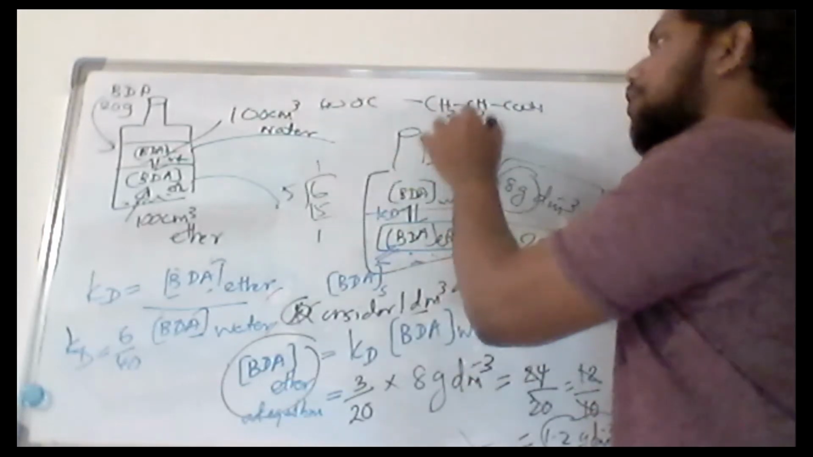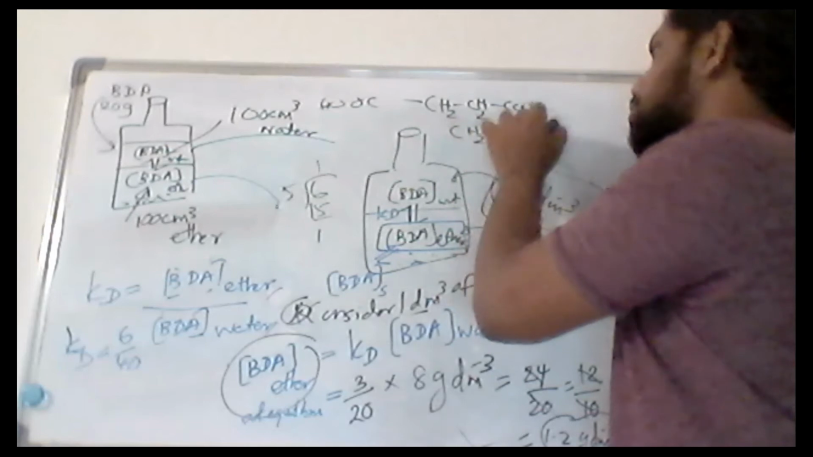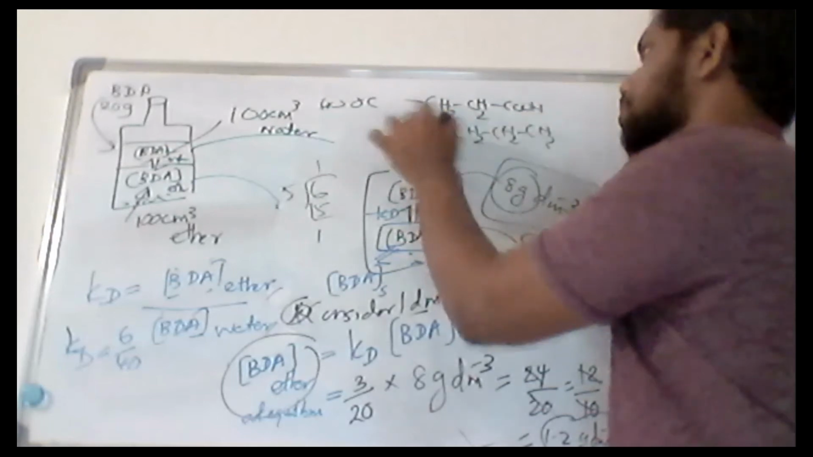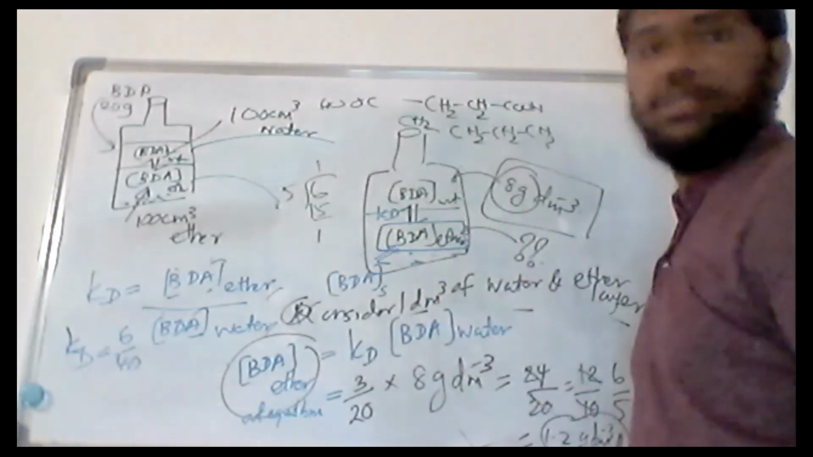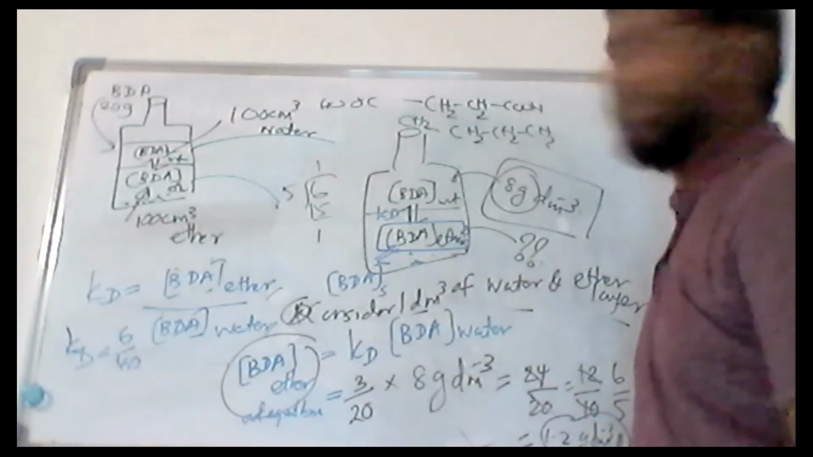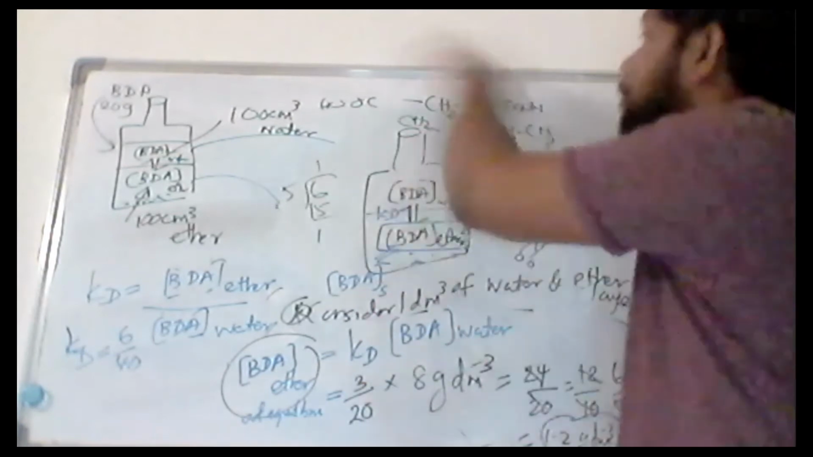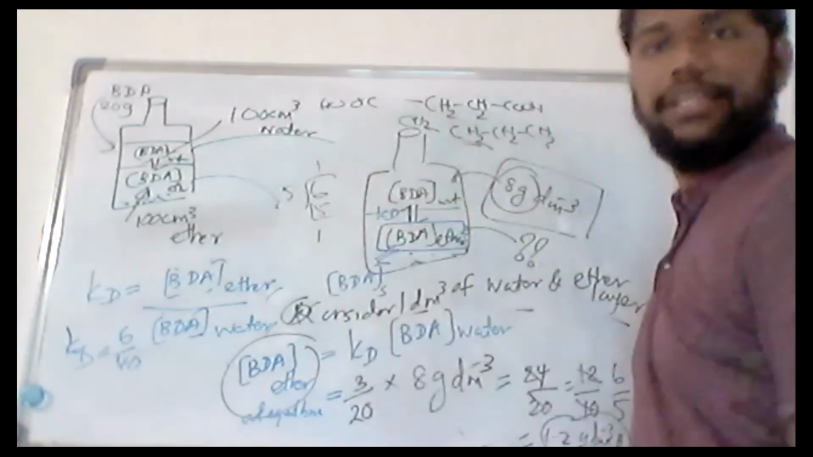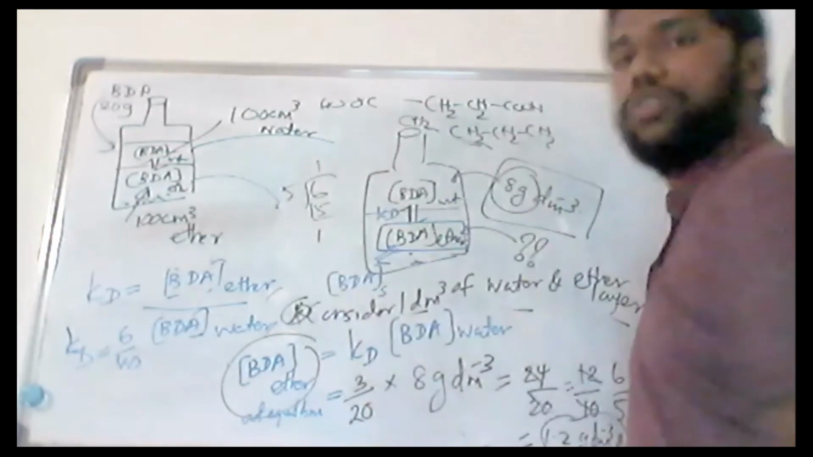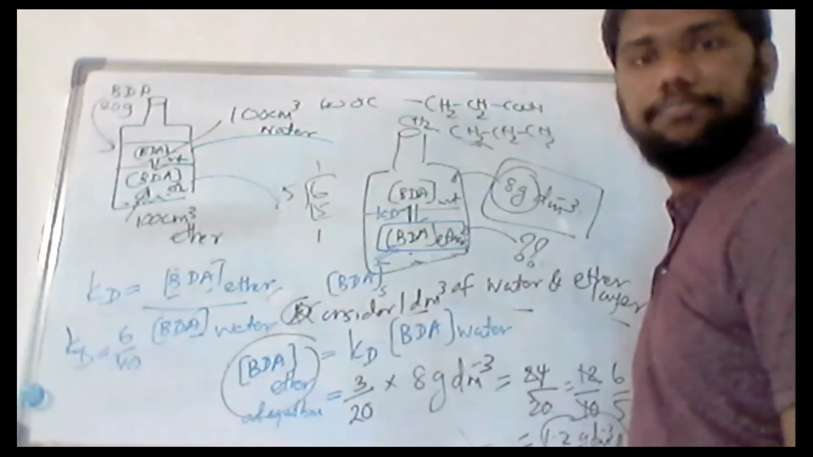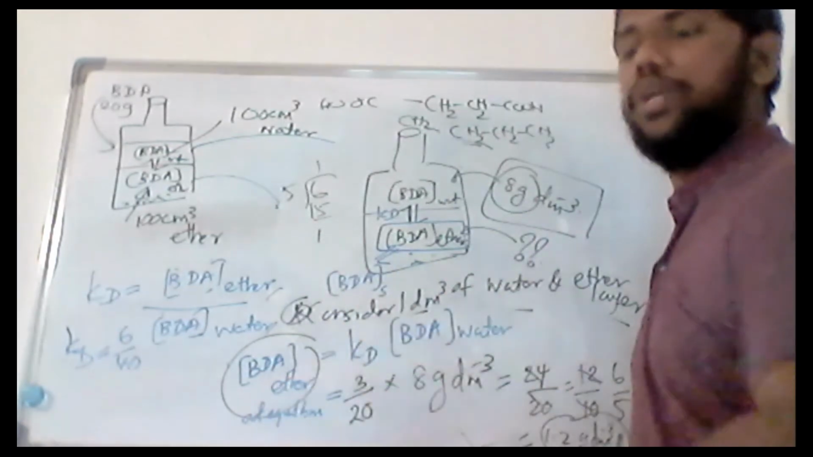Because even if you have CH2, CH2, CH2, CH2 like butane, still it is going to dissolve in water, because the molecular weight is very low. So think about if you have 2 carboxylic acids, even though the molecular weight is high now, those are polar groups, carboxylic acids. That is why it dissolves more in water than ether.